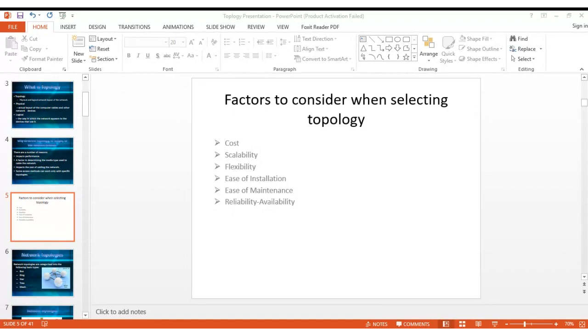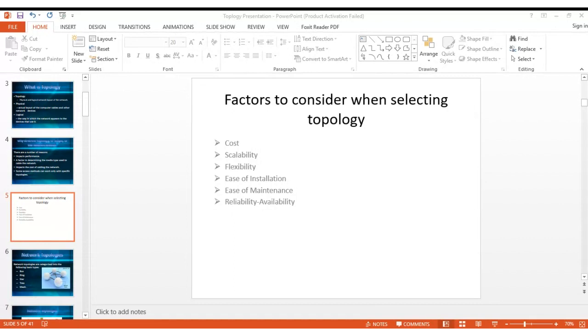Now we have the factors that we consider before selecting a topology. The first one is the cost. Remember, the longer the cable, the more expensive it becomes, because you cannot compare the cost of a 10 meter cable and a 100 meter cable, even in terms of installation. Some people are required to install the topology, so you have installation cost.